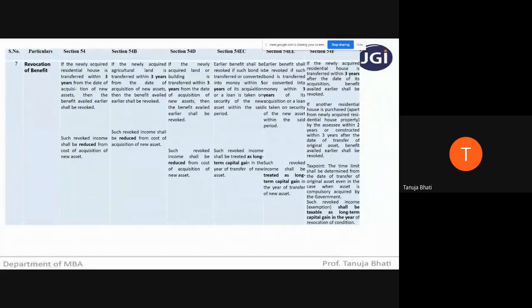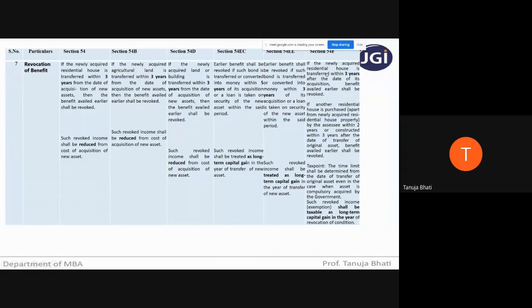Within 5 years, you cannot redeem the bonds, because in section 54EC you are investing in bonds and that cannot be redeemed within a period of 5 years. If it is redeemed within a period of 5 years, then the benefit of deduction will be reversed and it will be treated as a long-term capital gain. Similarly, under section 54EE, if you are transferring the bond within a period of 3 years, then such transfer within a period of 3 years shall be treated as a long-term capital gain.